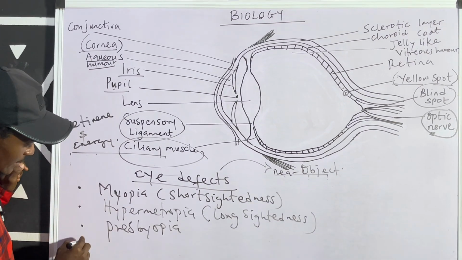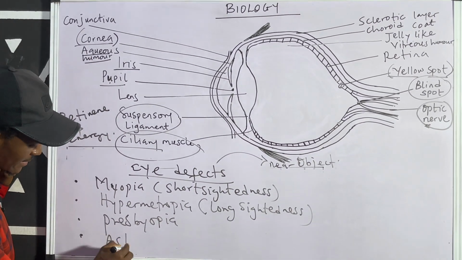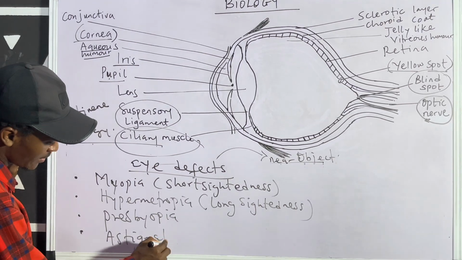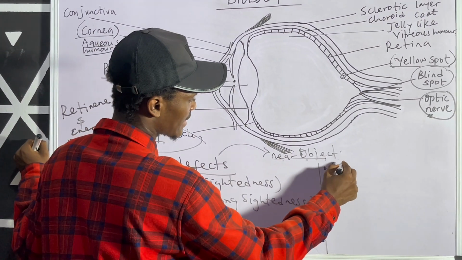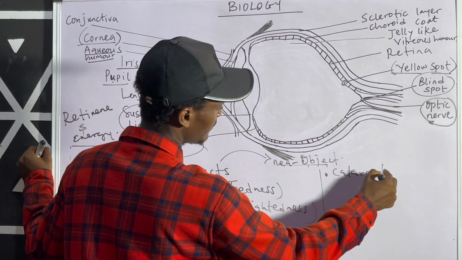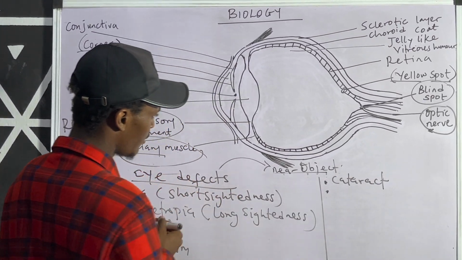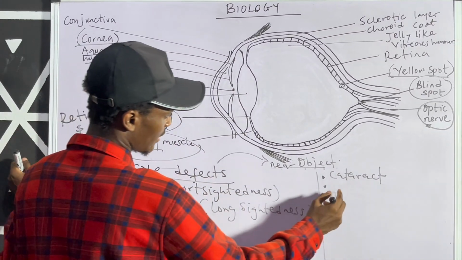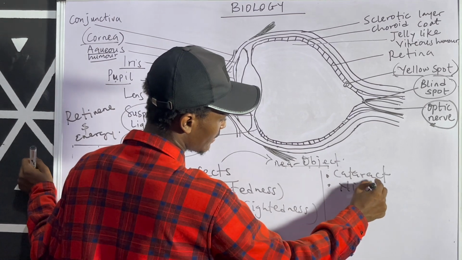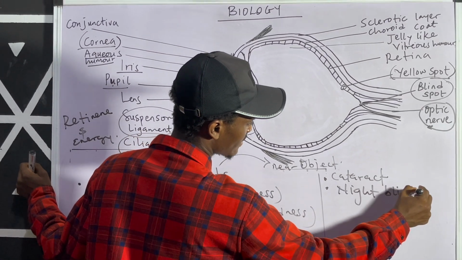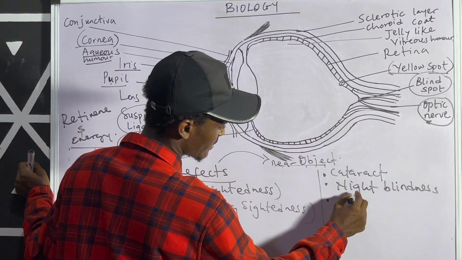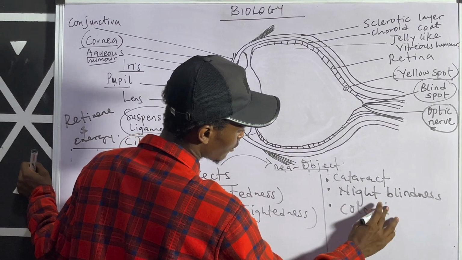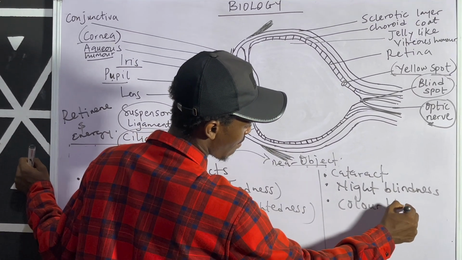All right. Then we have presbyopia. Then we have astigmatism. We have cataract. Then we also have night blindness. Then we have color blindness.